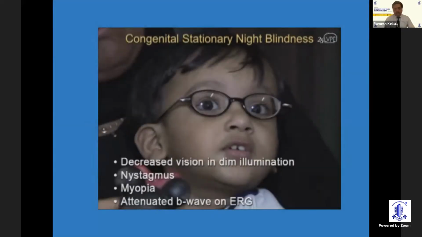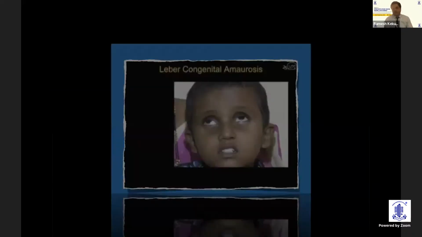So some of the differential diagnoses like congenital stationary night blindness, it does not happen completely in infants, but we can get some of the patients. Decreased vision in dim illumination. The child is very uncomfortable. They will have nystagmus and myopia will be there.